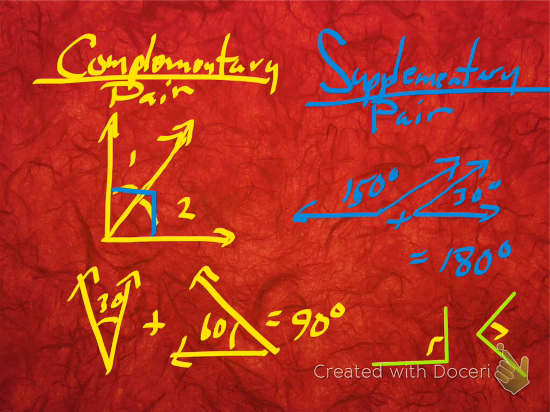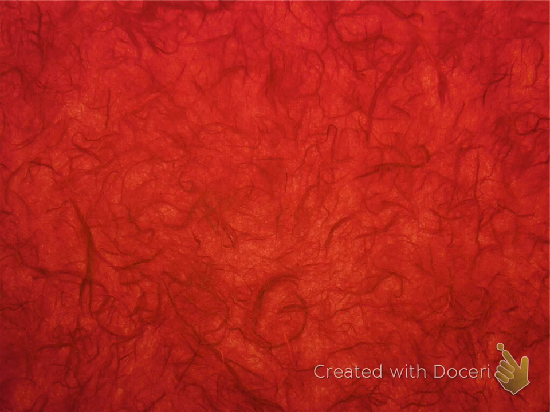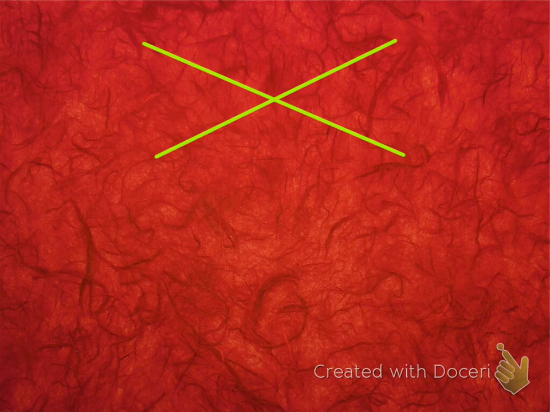All right, let's talk about the next angle relationship. For this, we're going to need two lines that cross each other like this. Okay? Some people call these bow tie angles. We're going to talk about the angles that are across from each other. So again, let's give them names. Let's call this angle 1, this will be angle 2, this will be angle 3, and this will be angle 4.